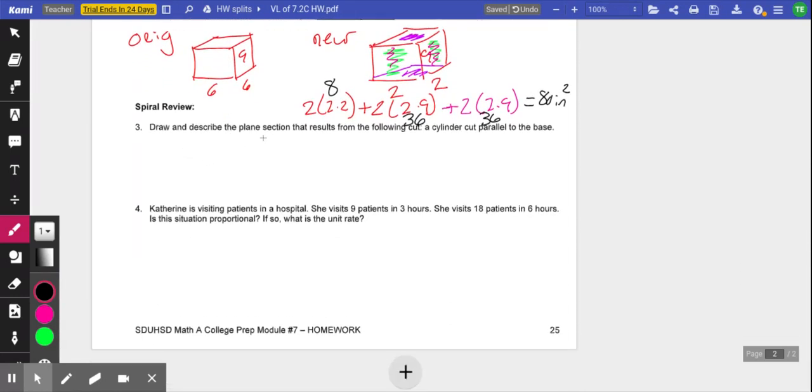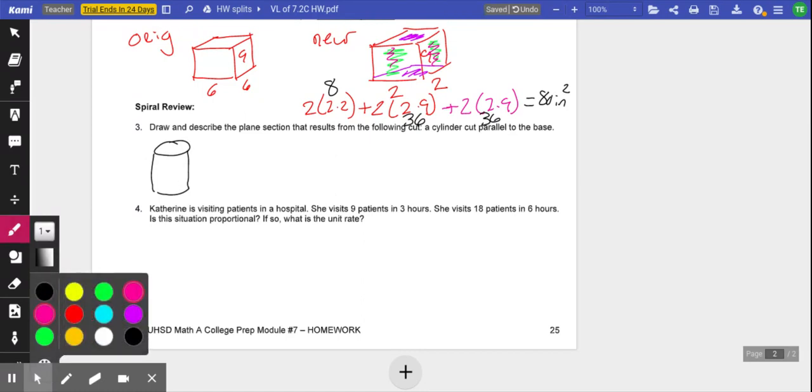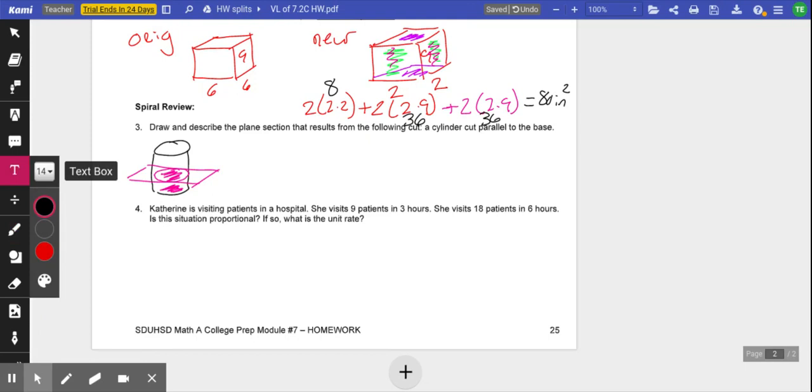All right, draw and describe a plane section that results from cutting a cylinder parallel to its base. Okay, so if I had a cylinder, I'll go ahead and draw a cylinder. Might not be beautiful. There we go. This is like from the ninja video you watched, right? And we're cutting parallel to its base. So we're chopping with our knife like that. I want to know what is the shape that would be cut. So when I look, the stamp that would be in my shape is a circle. So I would get a circle congruent to the base.